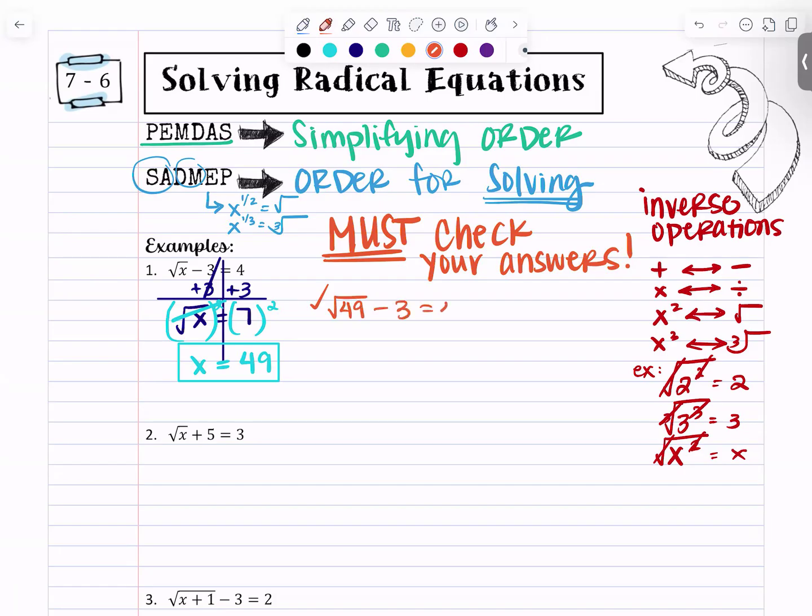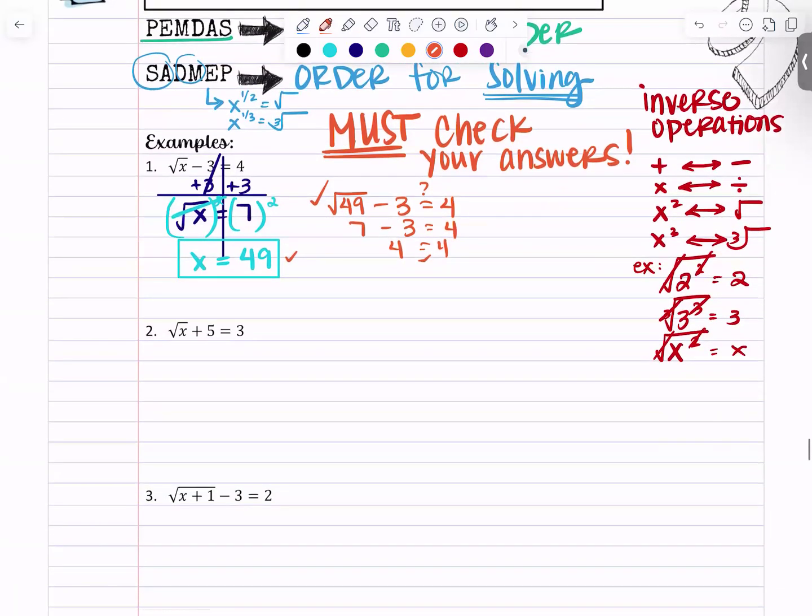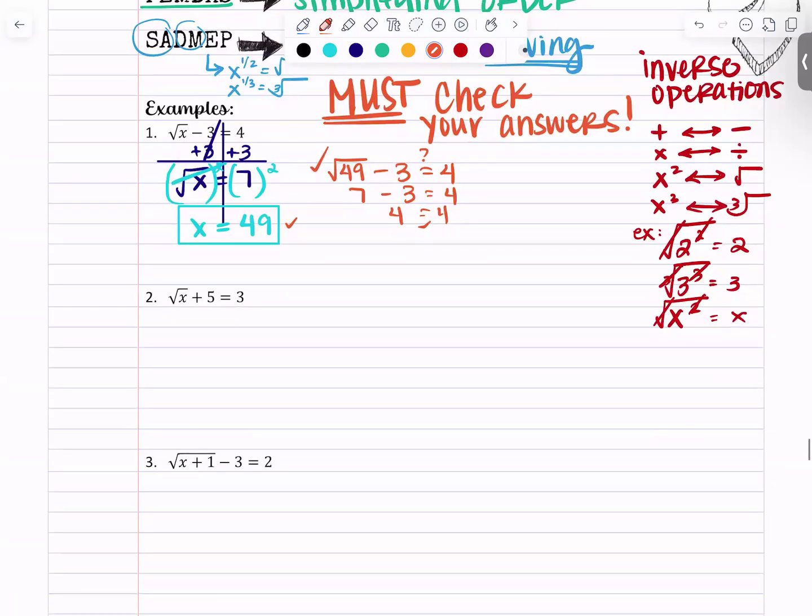Minus 3, does that equal 4? You're asking yourself. So square root of 49 is 7. 7 minus 3 is in fact 4. Therefore, this can be your answer. Okay? But I know that you think they're always going to work, and it doesn't. So let's look at the next one.